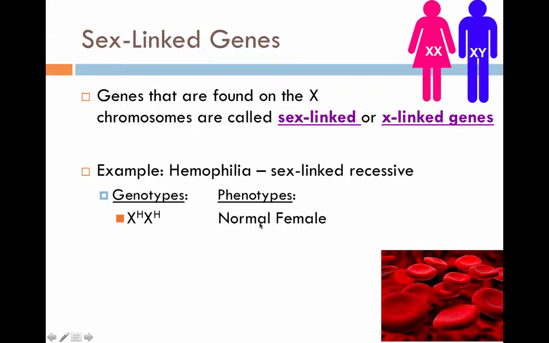So a normal female would be X big H, X big H. This would also be a normal female. She's X big H, she has the normal allele, but she also has the hemophilia allele.